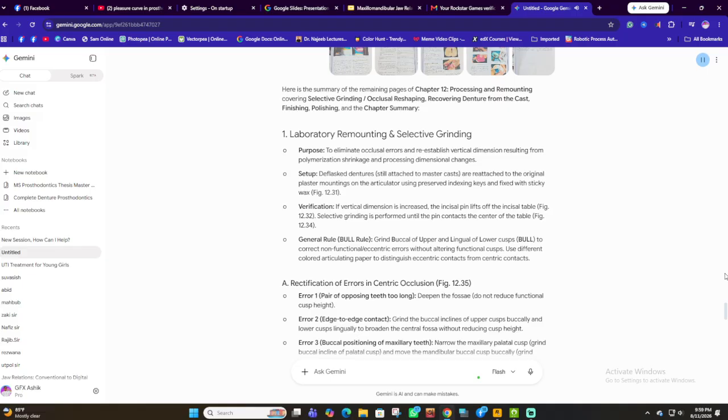1. Laboratory remounting and selective grinding. Purpose: to eliminate occlusal errors and re-establish vertical dimension resulting from polymerization shrinkage and processing dimensional changes.